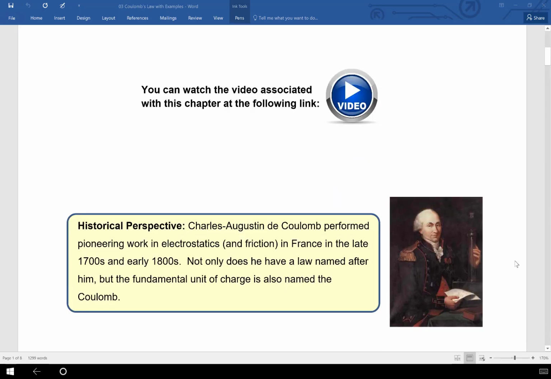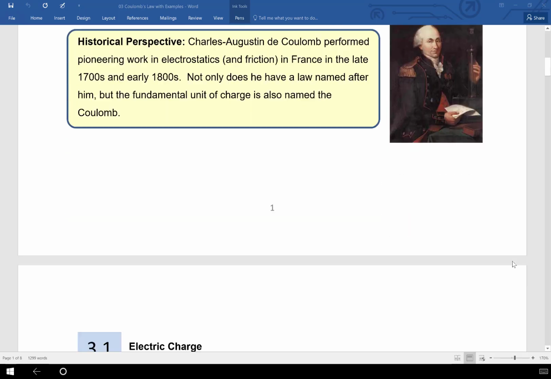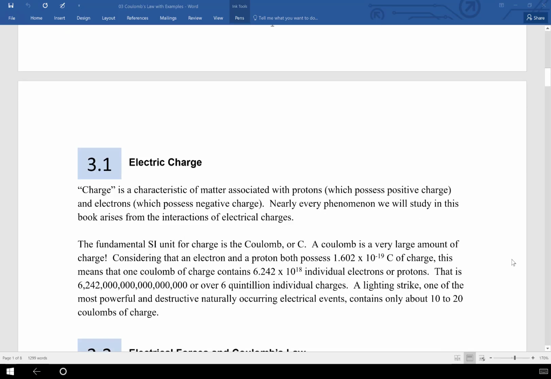It's just good to know that the person who originally formulated Coulomb's Law, of course, his last name was Coulomb, Charles-Augustin de Coulomb. Not only did he do work in electrostatics, but he also did work in friction. In the late 1700s, it was a time when you could make a lot of progress in a lot of different areas. Not only does he have Coulomb's Law named after him, but he also has the fundamental unit of electrical charge. The Coulomb is named after him as well.